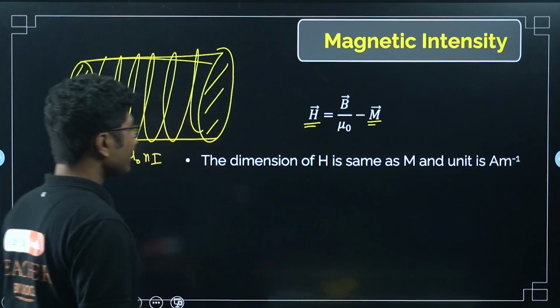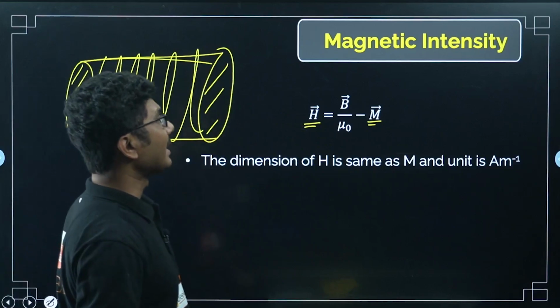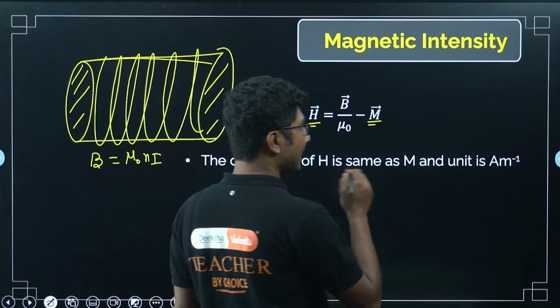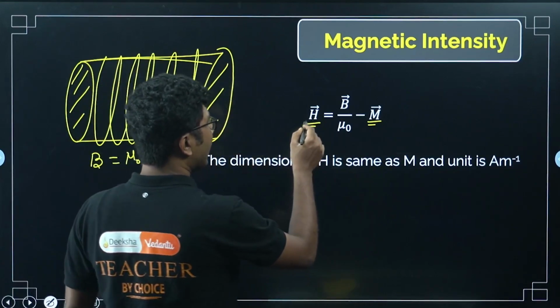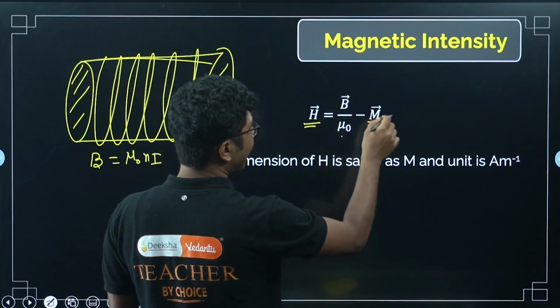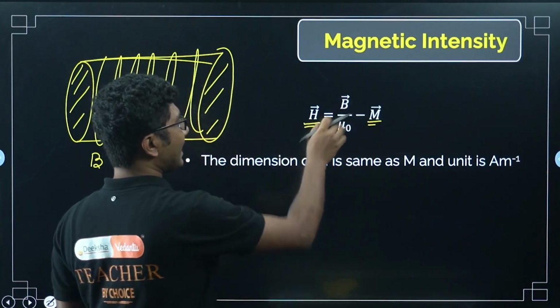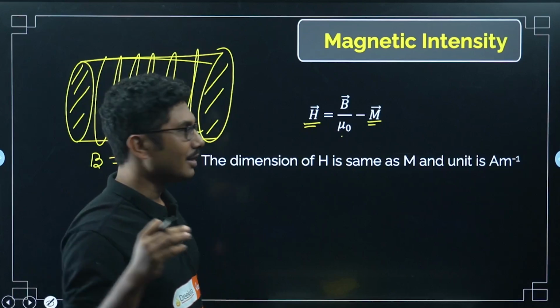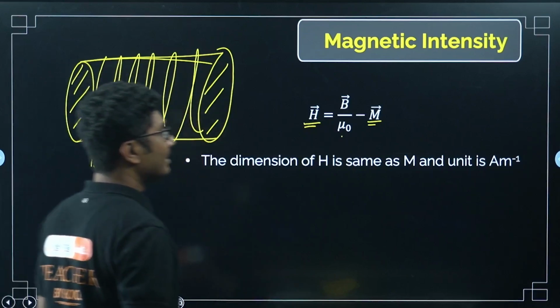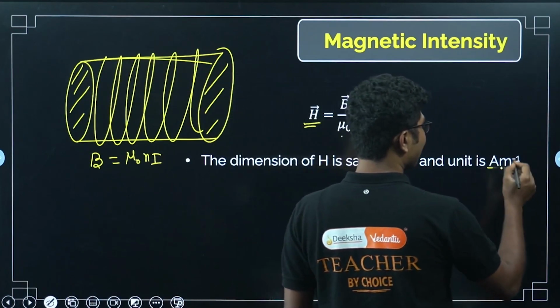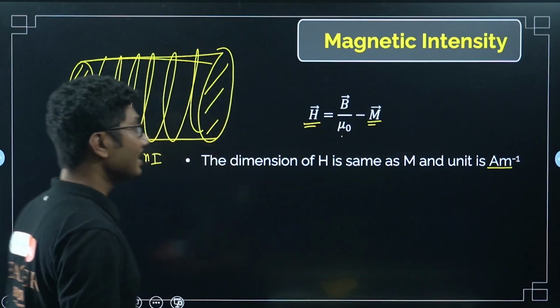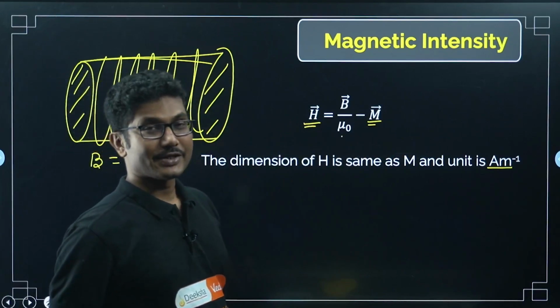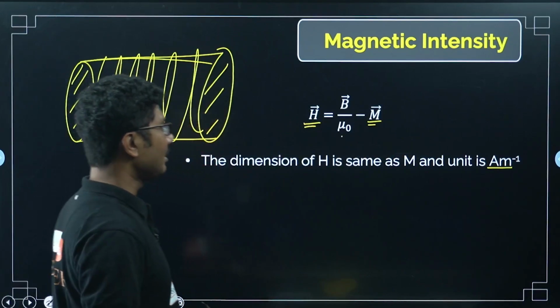Now the dimension of magnetic intensity and M are the same. Obviously you can see that H equals B by mu naught minus M. So M and H should have the same dimension, and the unit is ampere per meter, same as magnetization. So magnetic intensity and magnetization both have the same unit, ampere per meter.